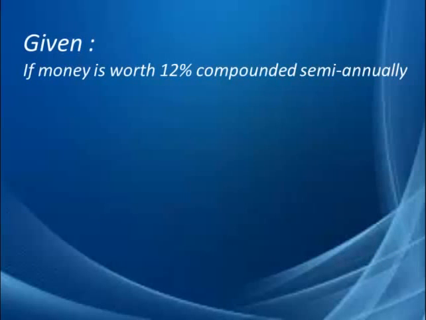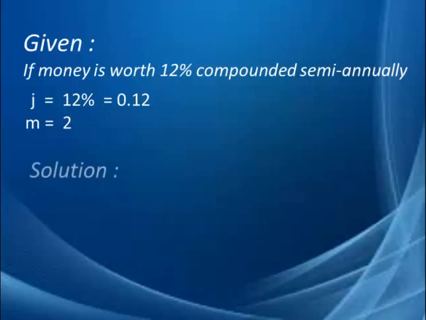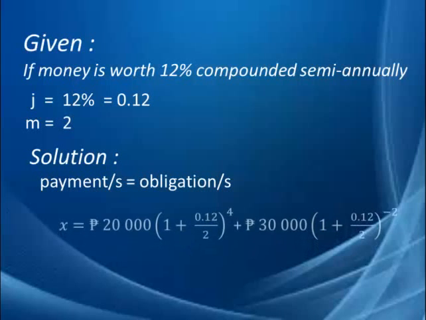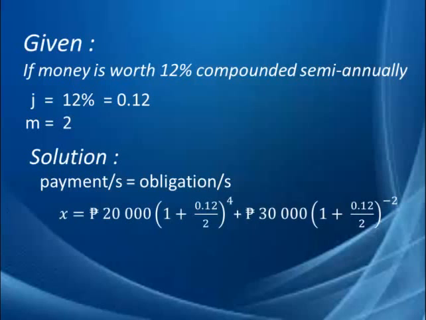Let's have the given. If money is worth 12% compounded semi-annually, J is 12% equals 0.12. M equals 2. Solution. All payments equals all obligations. So X equals 20,000 pesos times the quantity of 1 plus 0.12 over 2 raised to 4 plus 30,000 pesos times 1 plus 0.12 over 2 raised to negative 2.